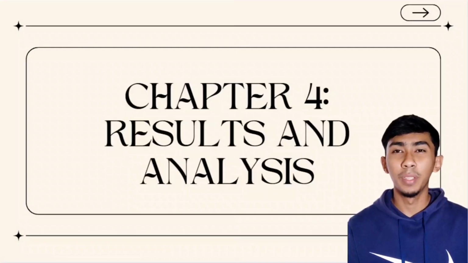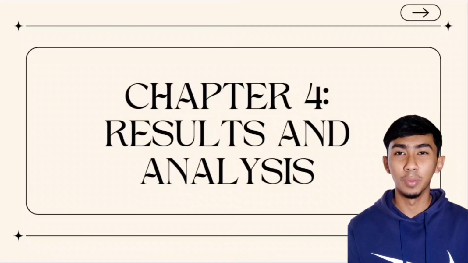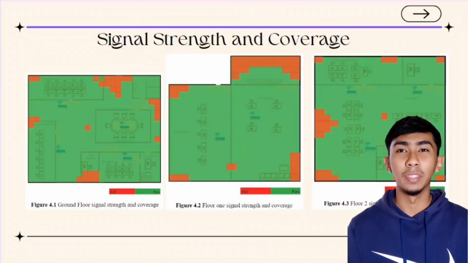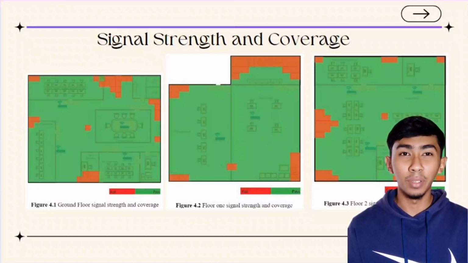So next, I will be presenting the results and analysis for this project. The first thing that we analyze is the signal strength and coverage. The figure below shows the signal strength and coverage for the whole building on each floor, with the signal strength of each access point reaching the devices. An AP is a device that creates a wireless LAN that is used in an office or building.